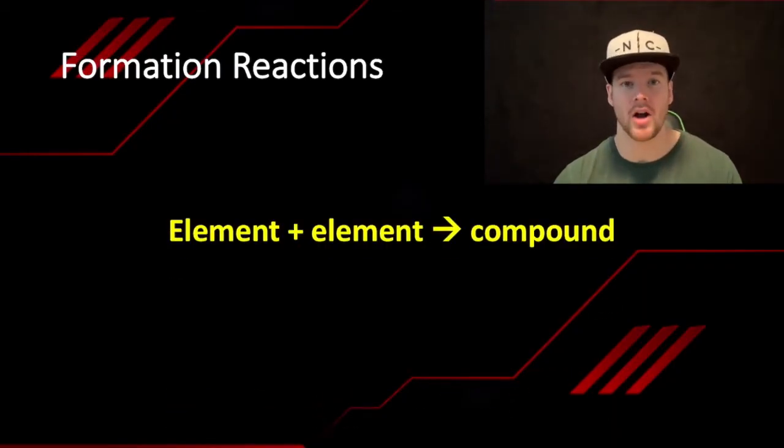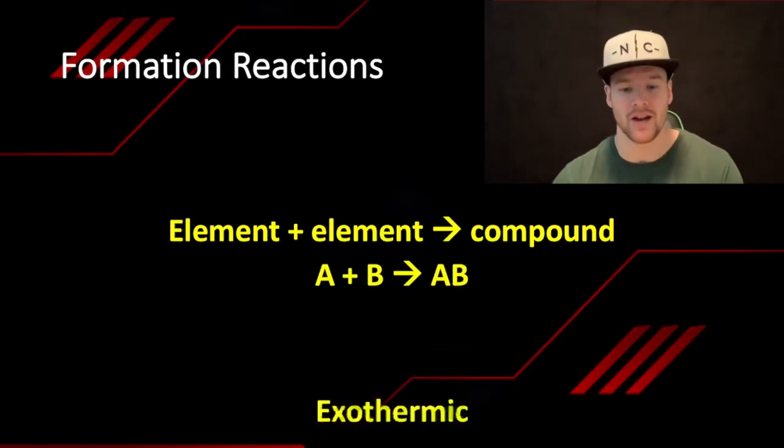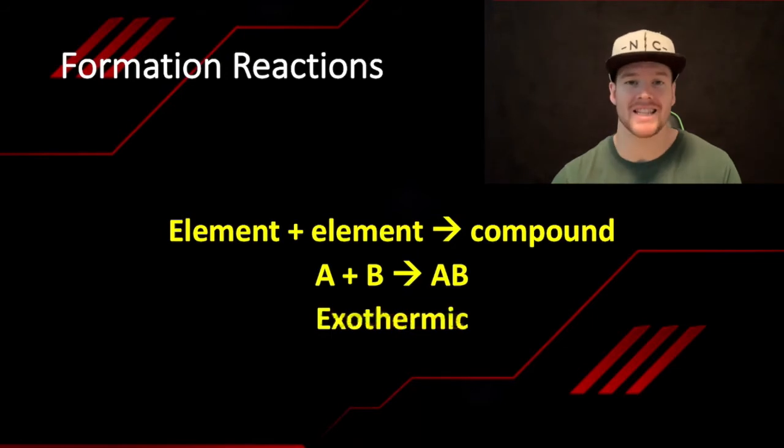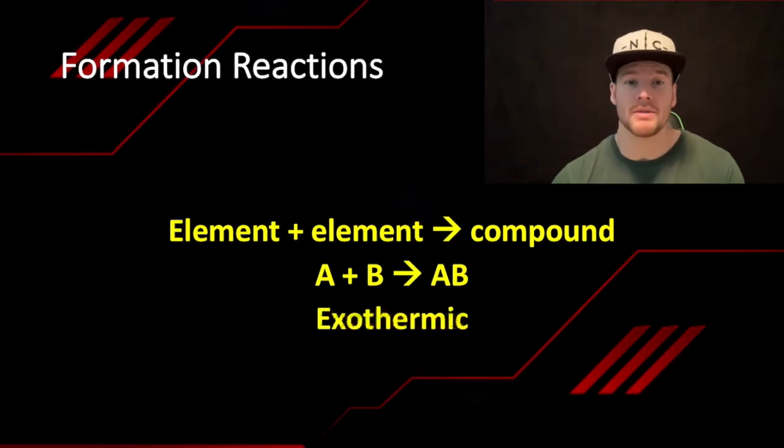This is when we have a compound being formed, hence formation. So an element mixes with another element, and then we get a compound, or those 2 elements bonded together. I wrote this as A plus B is equal to AB because, again, there's element A plus element B and they're bonded together as AB. It's important to note that this is an exothermic reaction. That means it's going to be giving off energy and the product is going to be more stable than those elements were on their own.